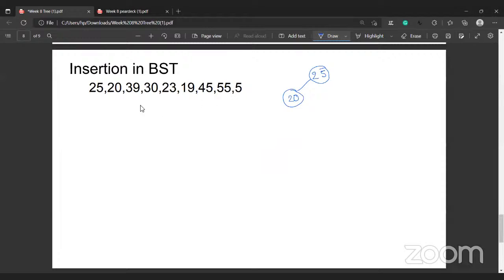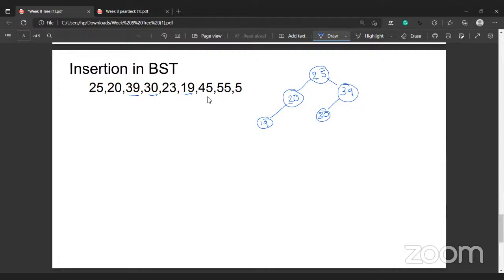20. Then 39. 39 is greater than 25, right? So let's insert 39 on the right, sorry. Then 30 is greater than 25 but less than 39, so it will be inserted on the left, right? So 19, it's less than 25, then we'll check 20, less than 20, so it will be inserted on the left.